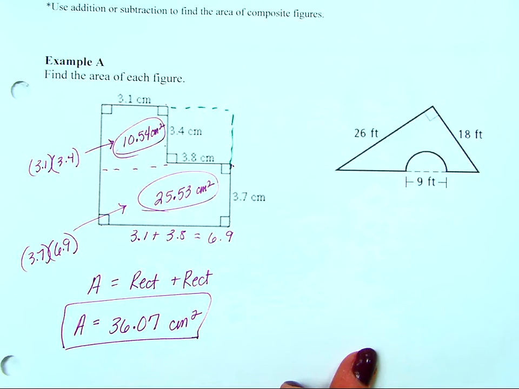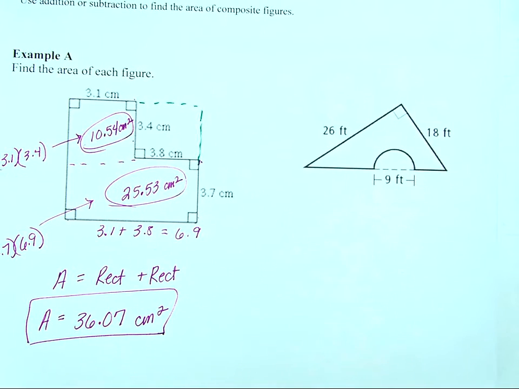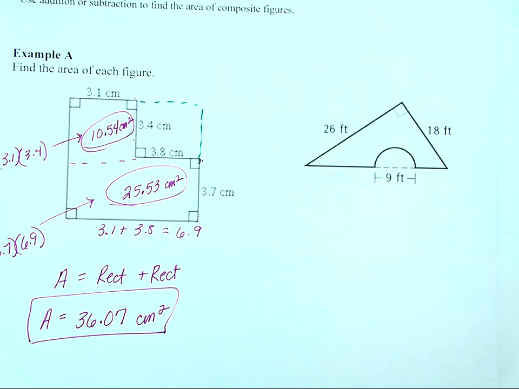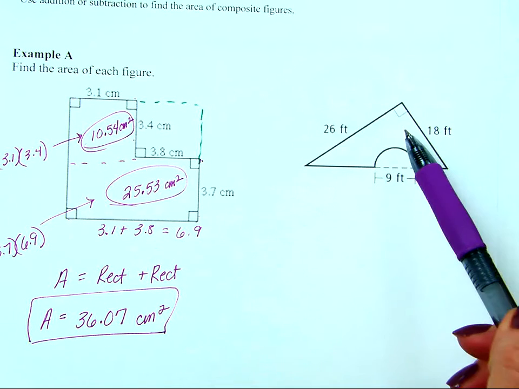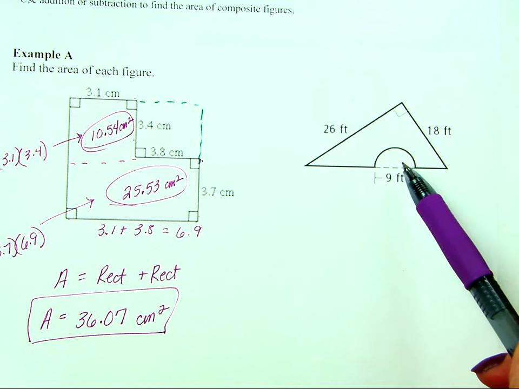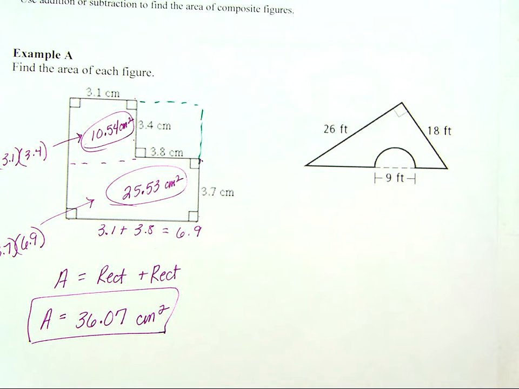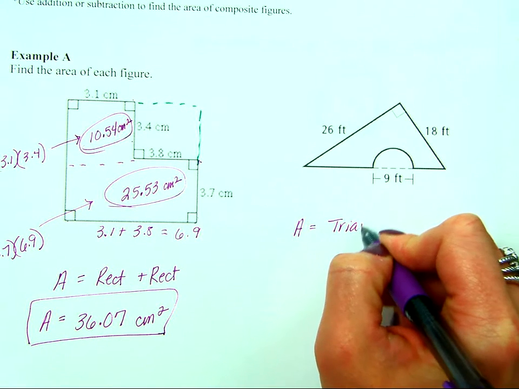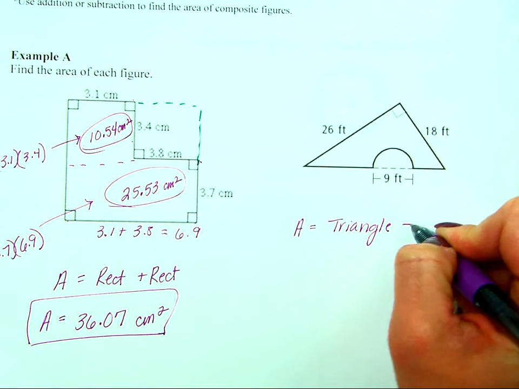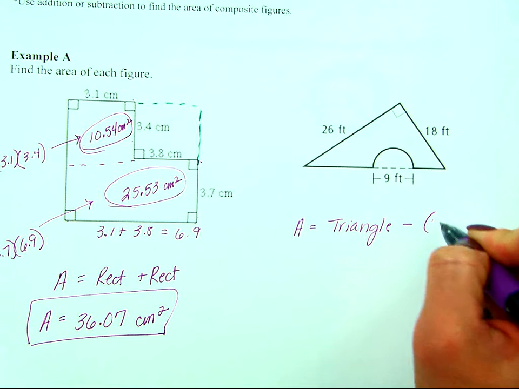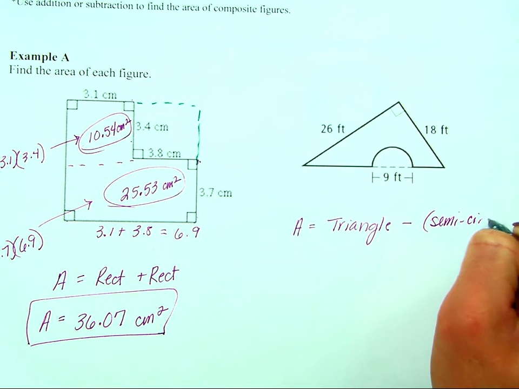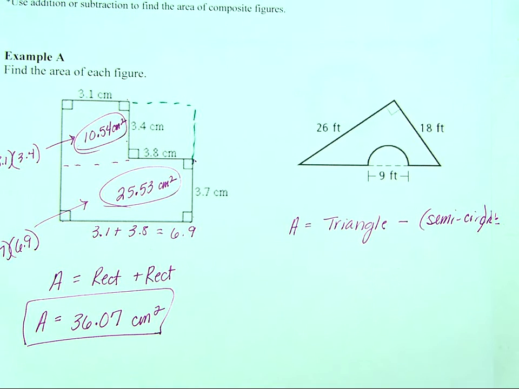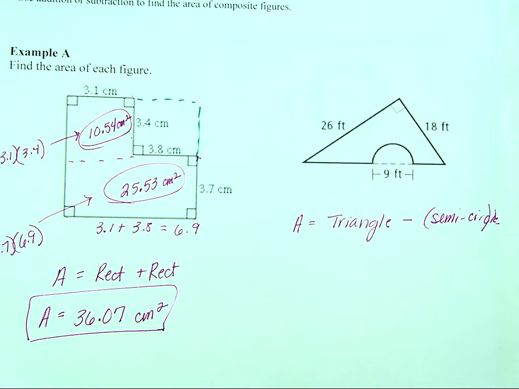Taking a look at figure 2, well again, it doesn't really have a name for this figure, but what I can see here is a triangle and a semicircle. And what we could think about doing for our strategy is taking our triangle and then subtracting out our semicircle. So that's going to be our strategy. Let's go ahead and do some calculating.